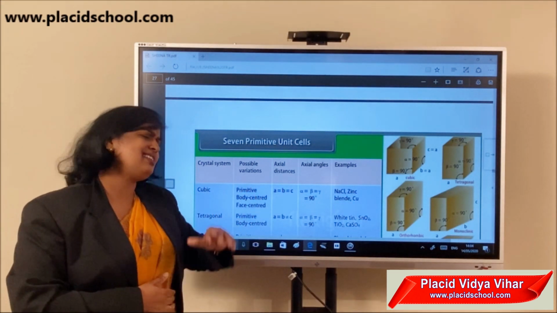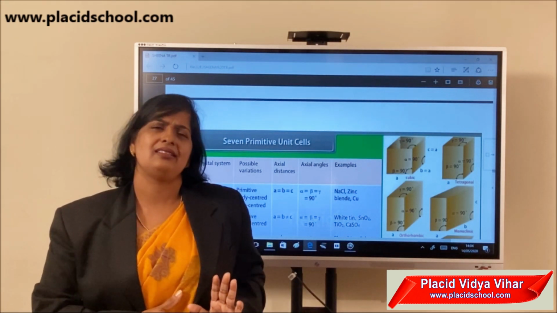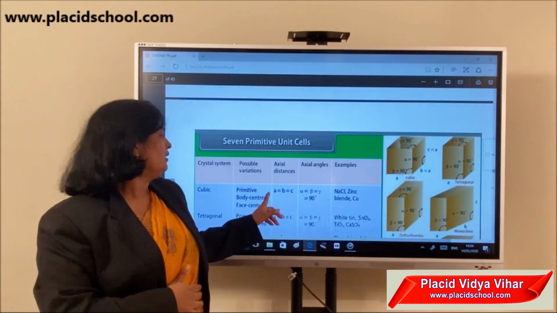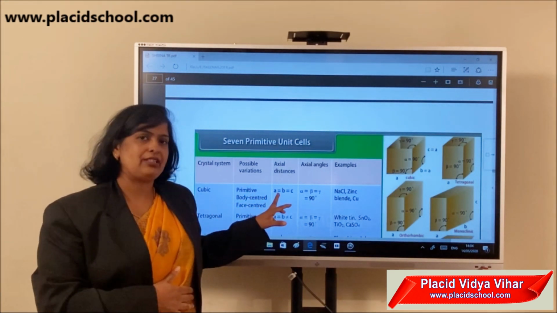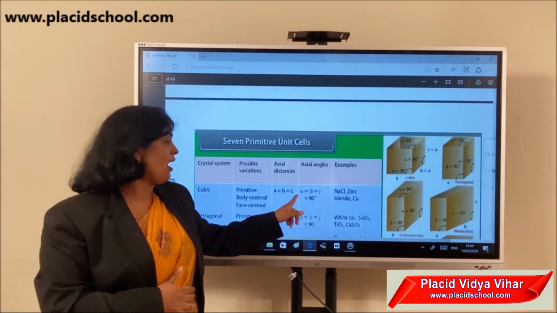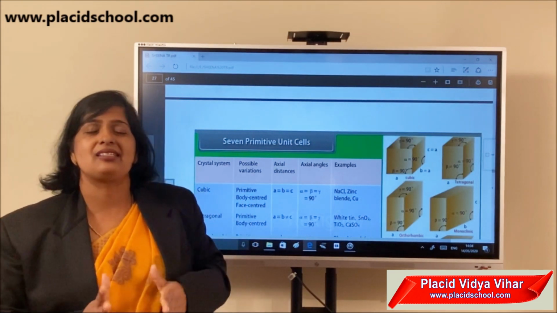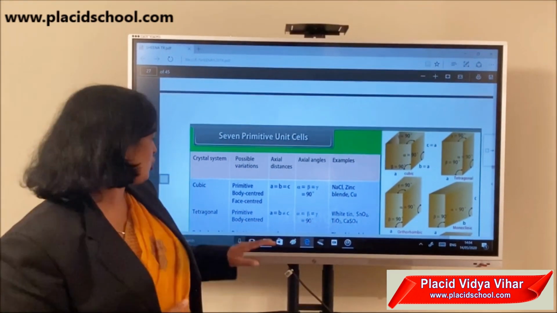So it is very easy. This is the most symmetrical crystal system. It is none other than cubic. Here the dimensions or the edge lengths are all the same. A equal to B equal to C, and alpha equal to beta equal to gamma equal to 90 degrees. That means the edge lengths are perpendicular to each other.